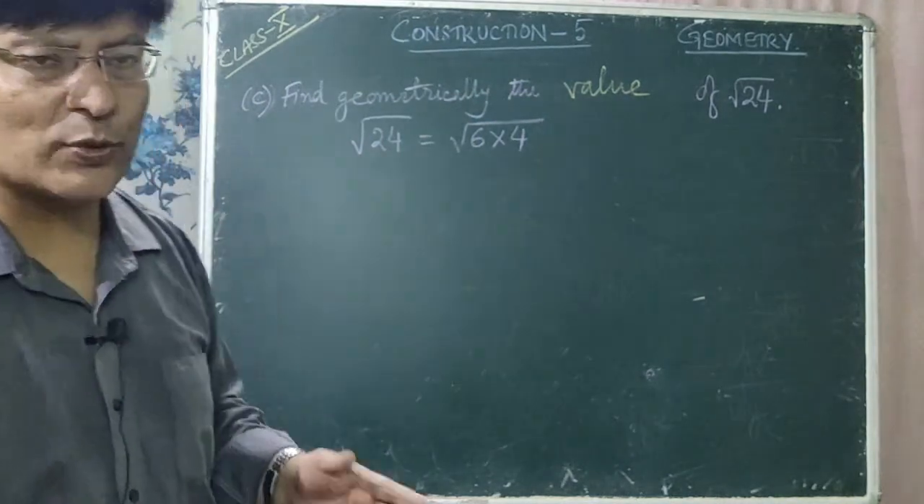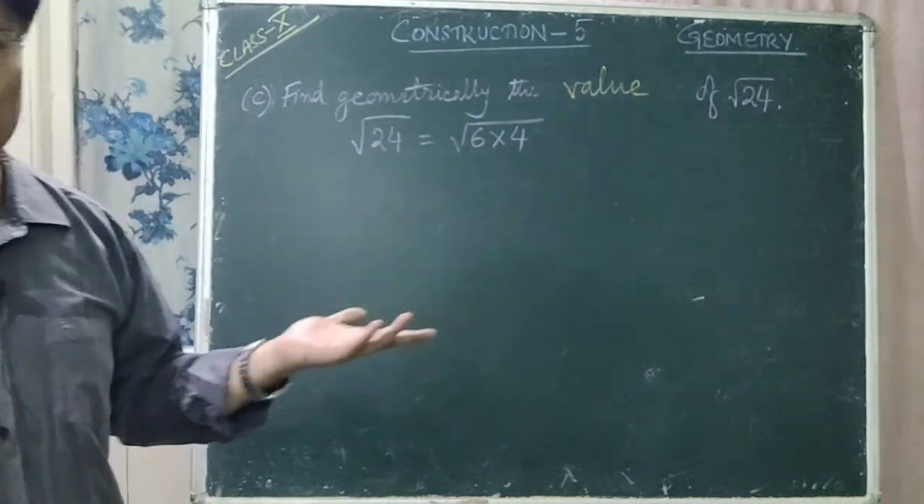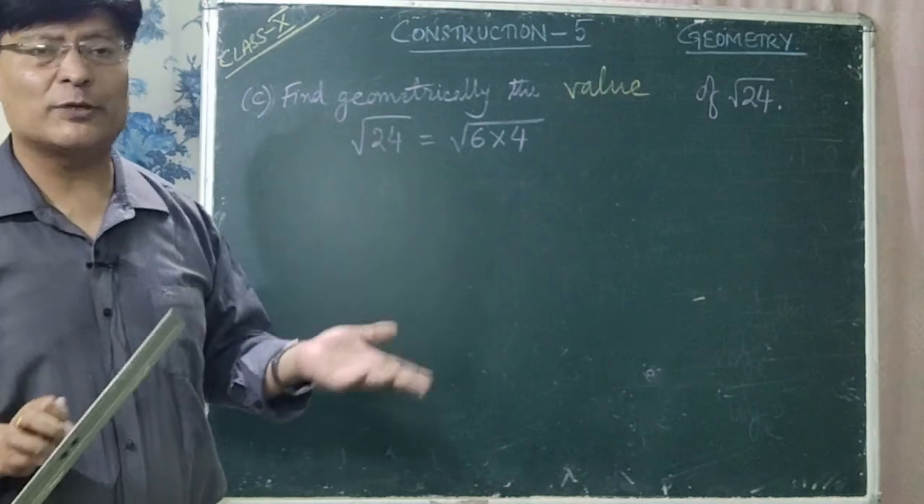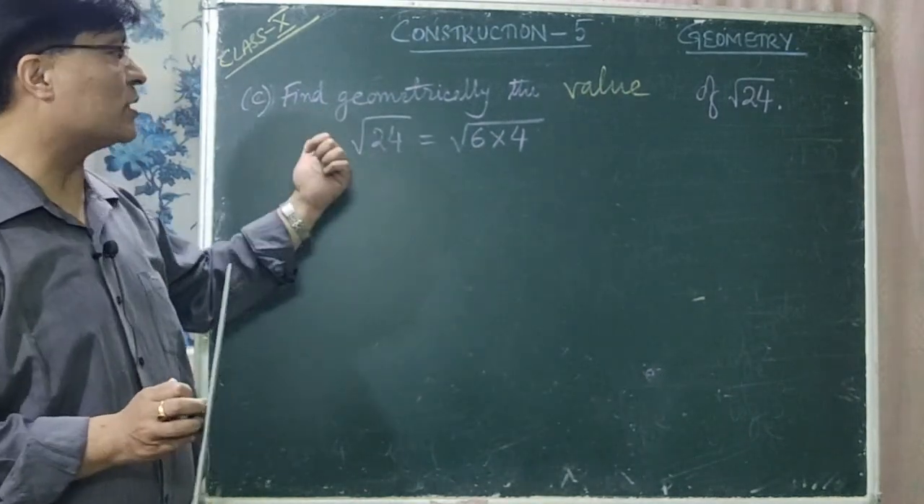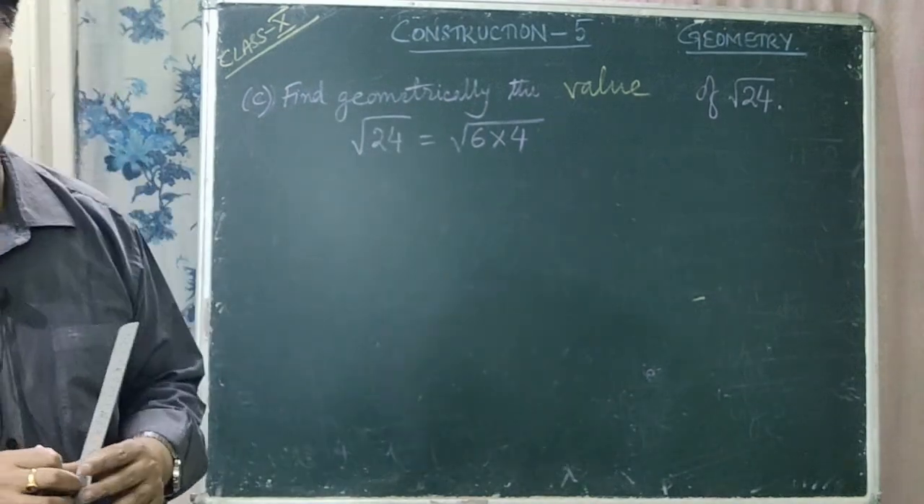Okay. So this question is same as previous one. So you may get the question like find the mean proportional between 6 centimeter and 4 centimeter geometrically, or you may get the question like find geometrically the value of root over 24.